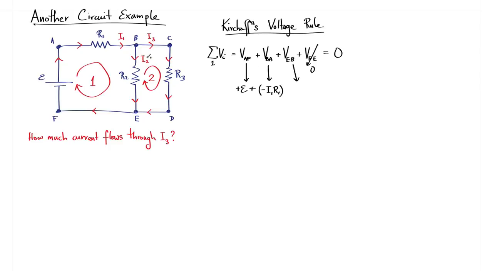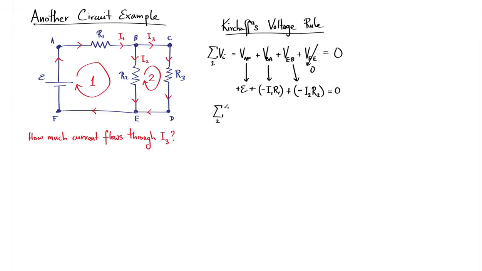And then V from B to E, we do a very similar thing. It's going to be a negative because I defined I2 to be flowing downwards, and the voltage drop across this resistor using Ohm's law is I2 times R2. So this is using Kirchhoff's voltage rule for the first loop.